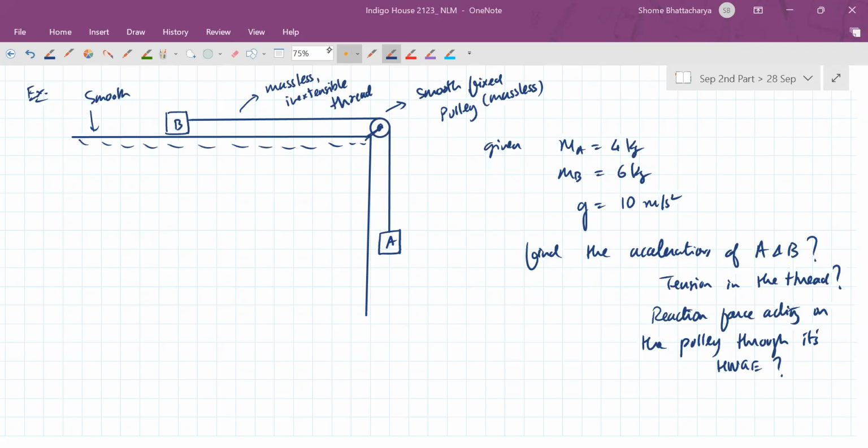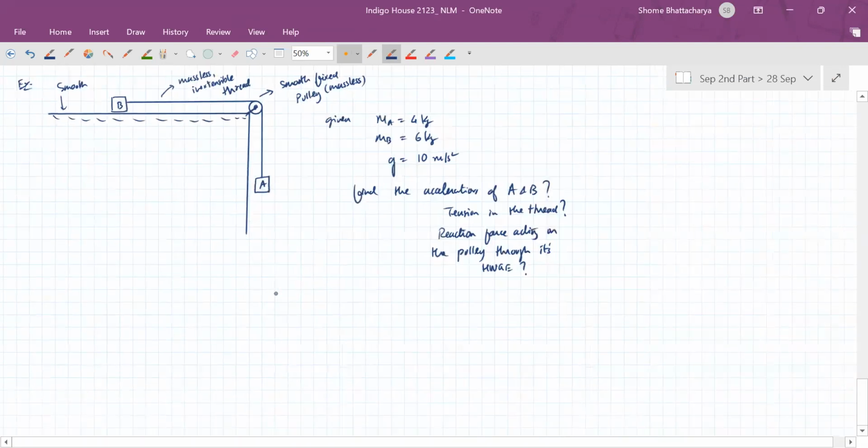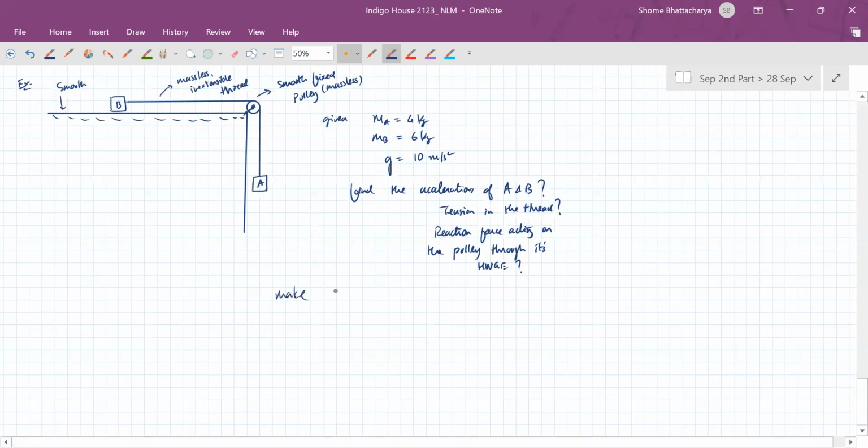Okay. So take down the question and start by making the free body diagrams of A and B, and write equations for A and B. Equations of the type net force is equal to mass into acceleration, that type. Start with this and then we'll see that solving these, we will be able to get the acceleration A and the tension T in the string.